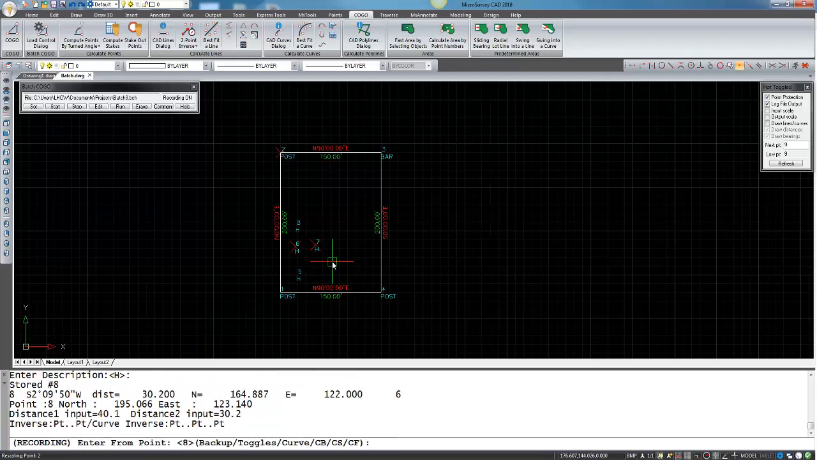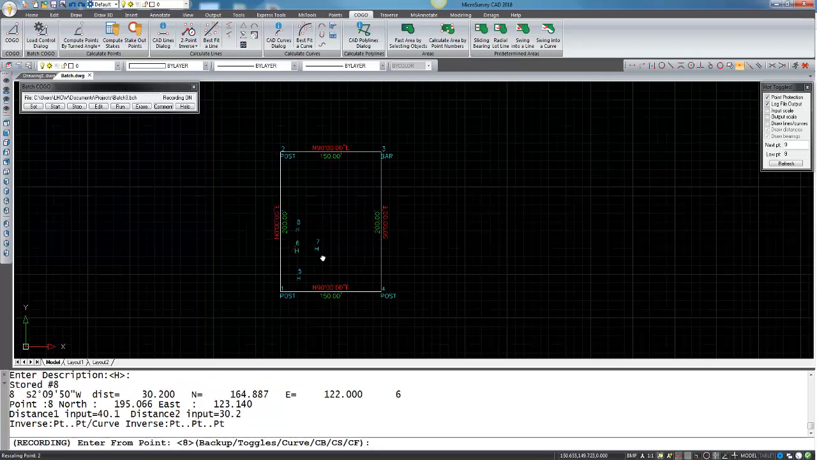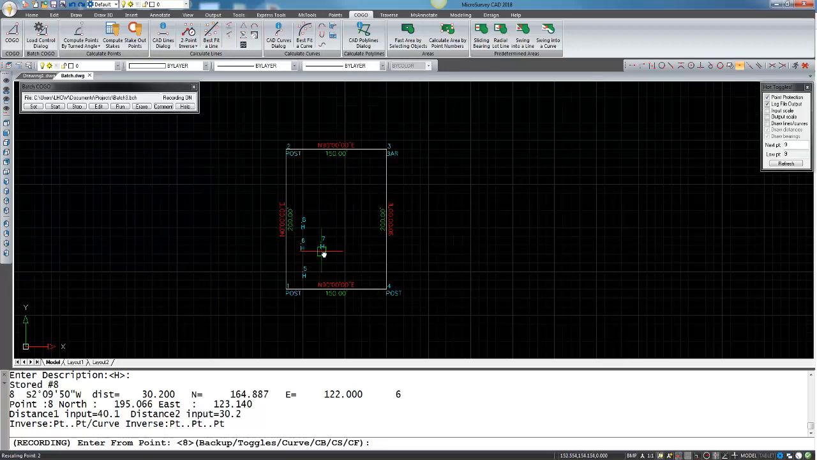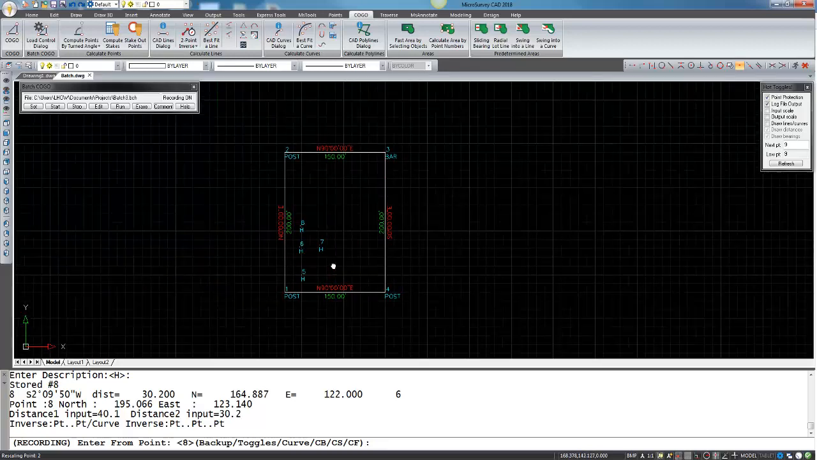have H as a description, and it looks like I have made a mistake with my calculation, and that is because I did not use the distance measured from point 5. I used the distance from point 6, which is why I calculated point 8 at this position, and I will fix this in the next video.